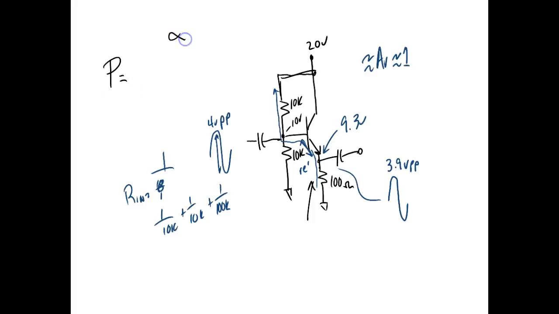Remember the alpha, which is equal to beta over beta plus 1. Y'all remember that formula? It should be on your sheet somewhere. So they don't give you the alpha of the transistor, they give you the beta of the transistor, because the alpha is so easy to calculate, right?